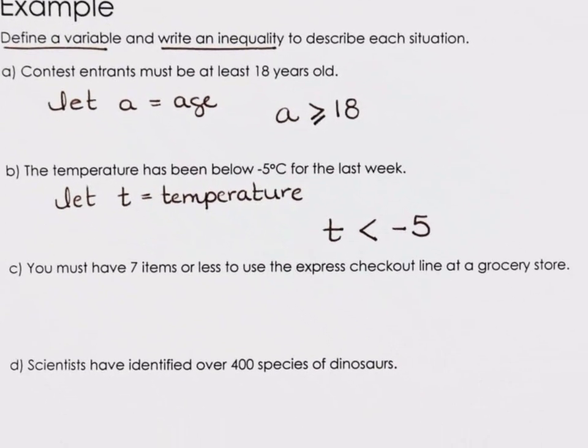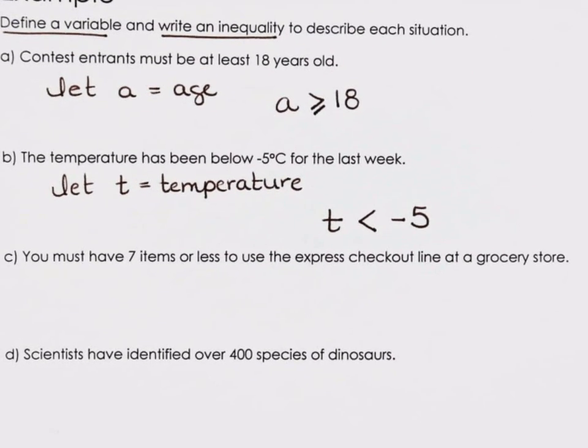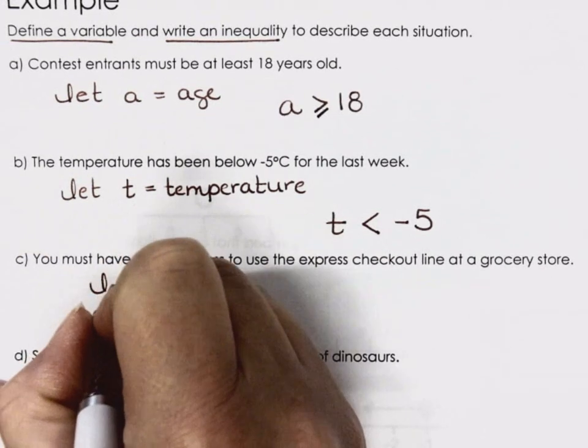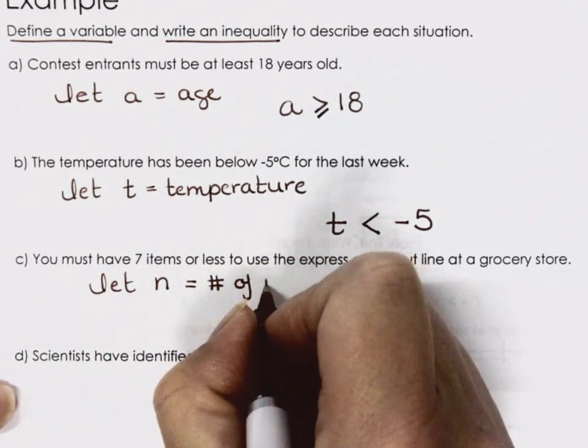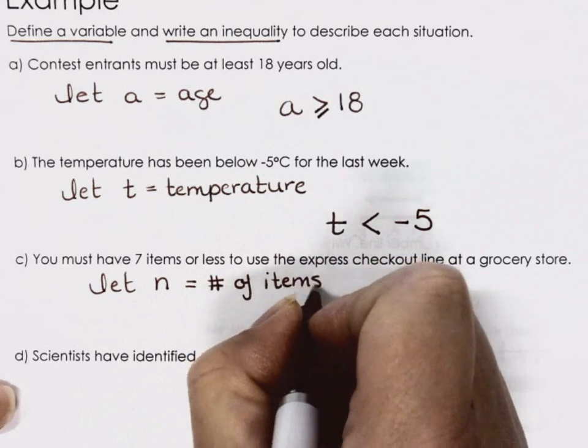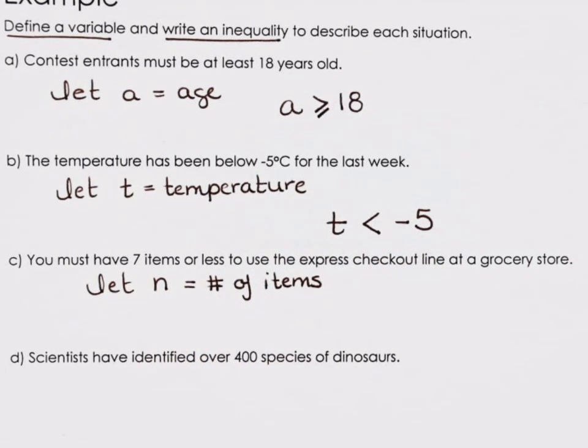Okay, we're getting pretty good. I think so. I think it's not that hard. You must have 7 items or less to use the express checkout at the grocery store. Okay, so I'm going to say let N equal number of items. I was using the number symbol instead of writing the word number out just because I'm a little bit lazy when it comes to that. But I think everybody knows that that's what the pound sign means. You guys might call it a hashtag.